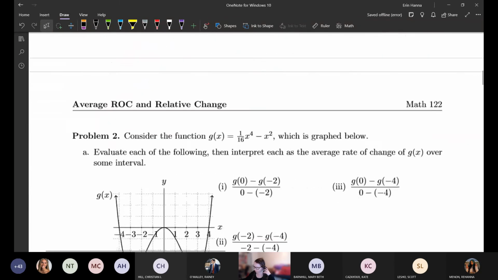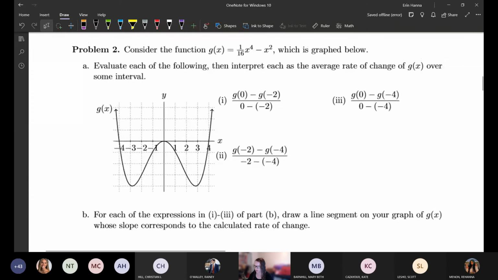All right, so let's do a couple more. Now let's consider the function 1/16 x to the 4th minus x squared, which is graphed there as well. We want to evaluate the following and then interpret each as the average rate of change of g of x over some interval. There's not a ton of space here, so I'm going to be careful and jump to the numeric answer.